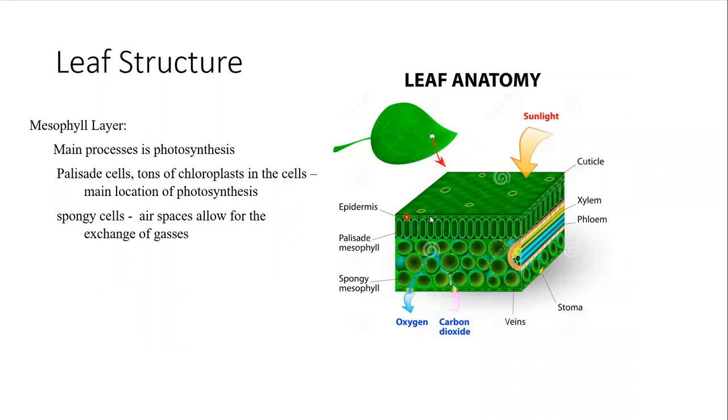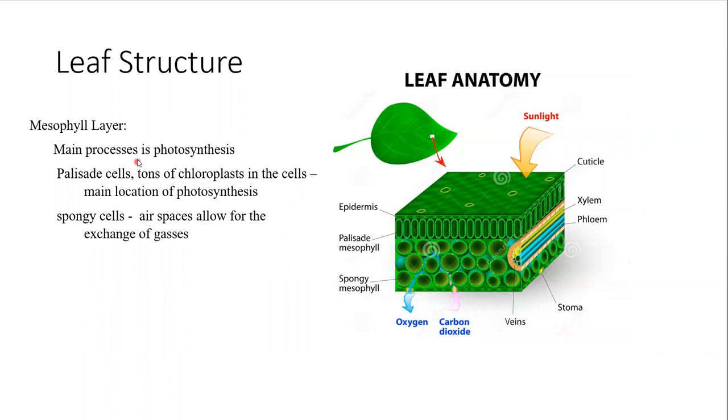So epidermal layer, upper epidermis, lower epidermis, and the mesophyll layer is sort of what makes up the bulk of the volume of a leaf. Okay, and it's broken into two different sections. The upper section is the palisade mesophyll, and the lower section is the spongy mesophyll.